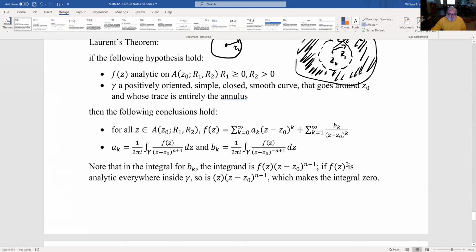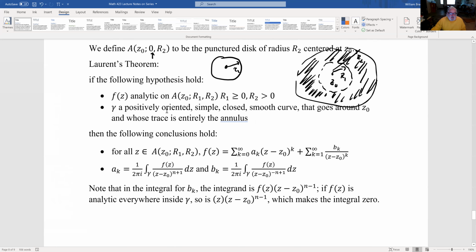And so Laurent's theorem says that if f of z is analytic on an annulus, and gamma is a curve that goes around z0 and whose trace is entirely in the annulus, then you can rewrite our function for everything that's in the annulus as a sum. This is sort of a Taylor series sum, positive powers, plus a series that's got negative powers, the z minus z0 in the bottom.